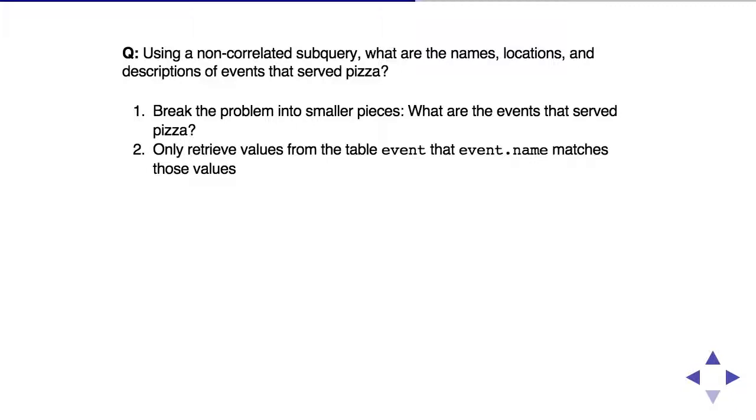So using a non-correlated subquery, what are the names, locations, and descriptions of events that serve pizza? We could break the problem into two smaller pieces. What are the events that serve pizza? And only retrieve values from the event table where the name of the event matches those values. Try that out for a couple minutes.